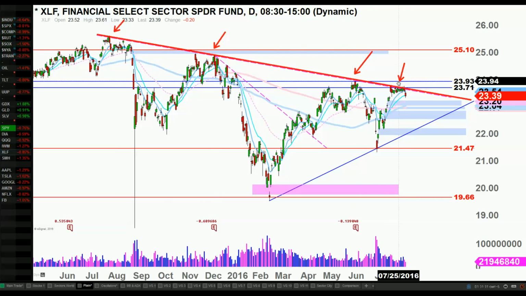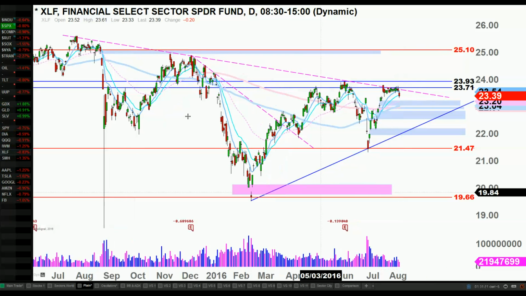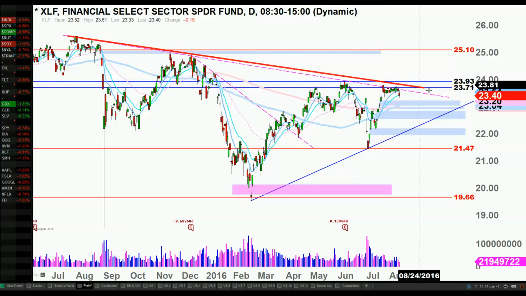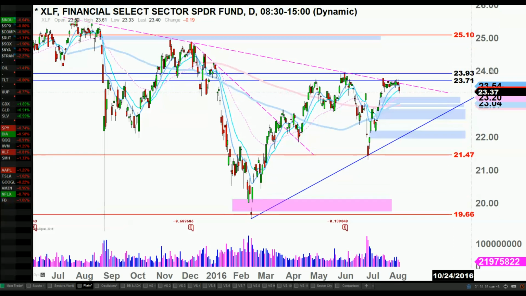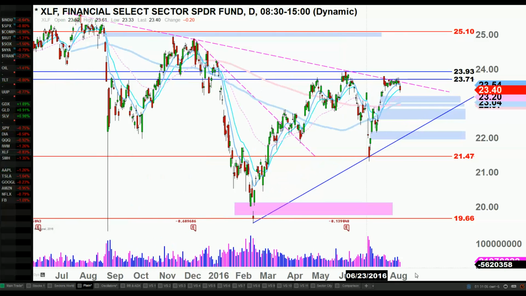There's still fear in this sector. And you know what, in a healthy market you do want to see the banks do well. So this was a concerning level, because the financial sector was not able to get above it. And I think that's why the overall market pulled back today, as the banks were not able to get above this level. So what are we looking at here?